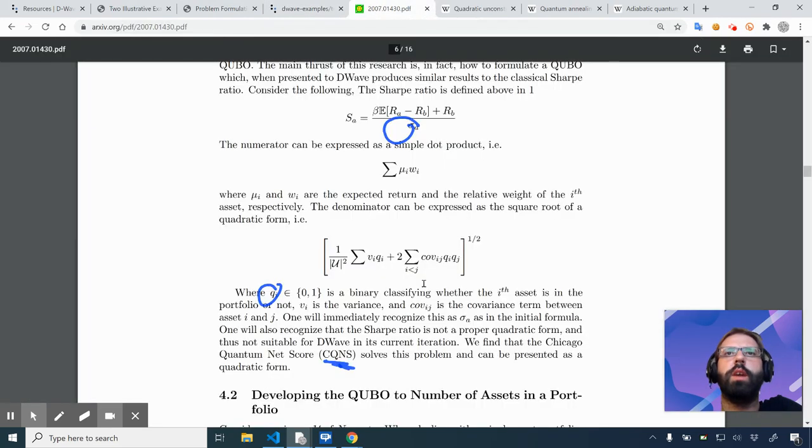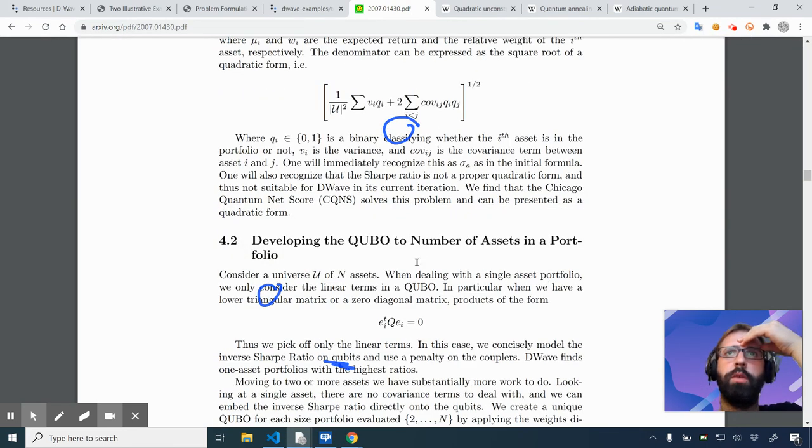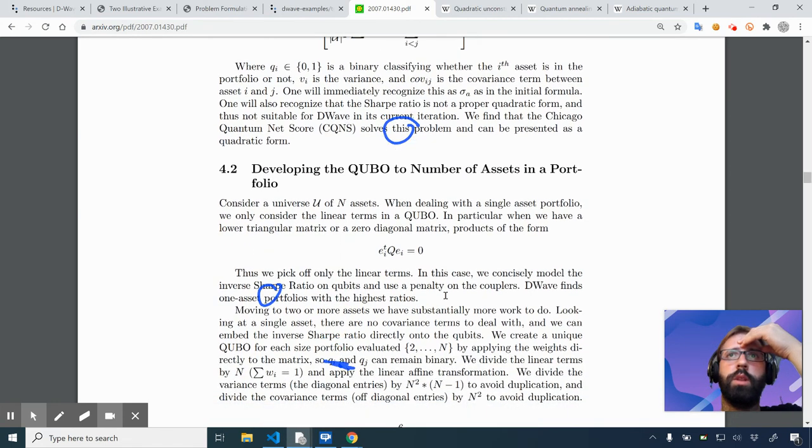I think the next step will really be to understand how this is being developed. Develop the QUBO according to the number of assets in a portfolio. When dealing with a single asset portfolio, we only consider linear terms in the QUBO. In particular, when we have lower triangular matrices or zero diagonal matrices, products of the form blah, blah, blah. So pick off only the linear terms.